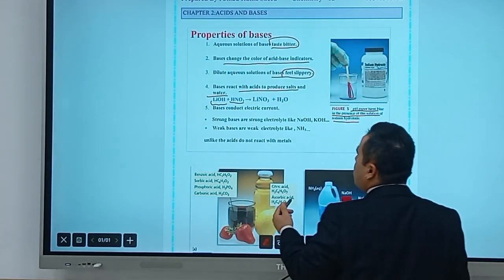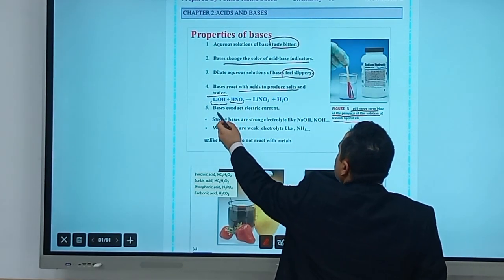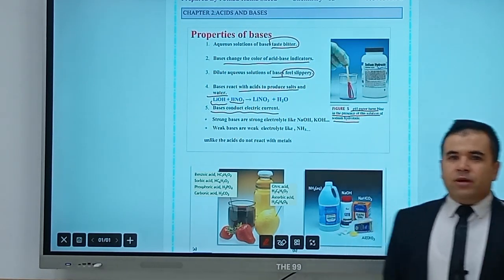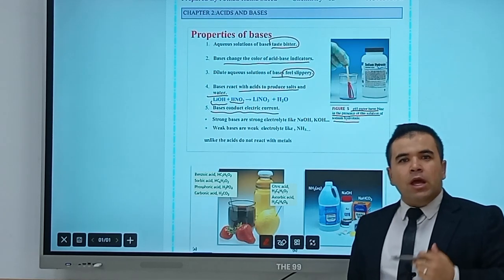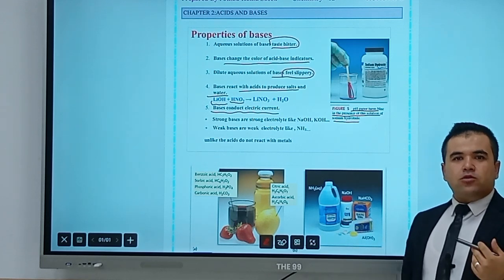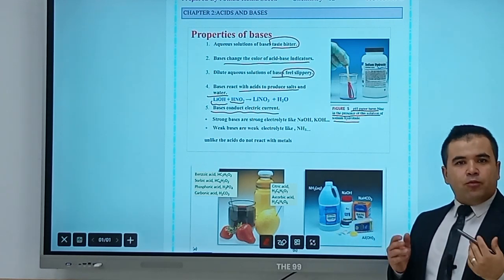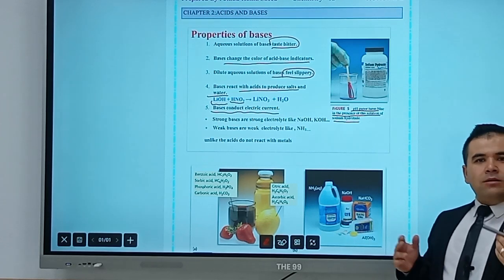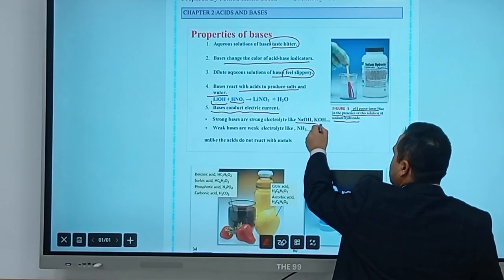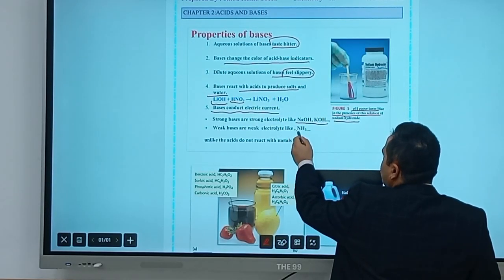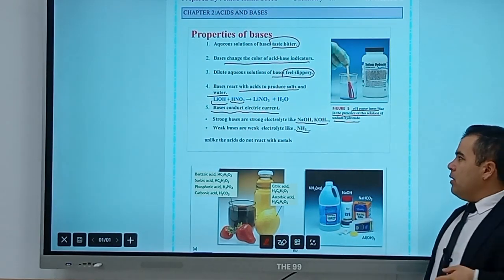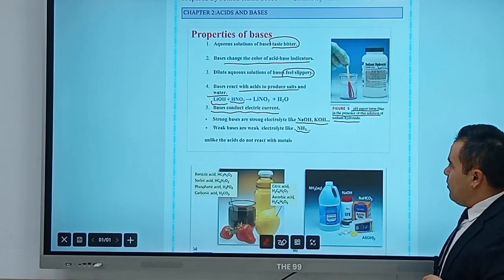The third common property between the acids and bases is that bases conduct electric current, as the acids do. The bases also produce ions in their solution and conduct electric current. But we have two types of base solutions. The strong bases produce a strong electrolyte solution, and the weak bases produce a weak electrolyte solution. The strong bases are like sodium hydroxide, potassium hydroxide, and so on. The weak bases are like ammonia, amine, codeine, caffeine, and many other bases that can be taken as examples.